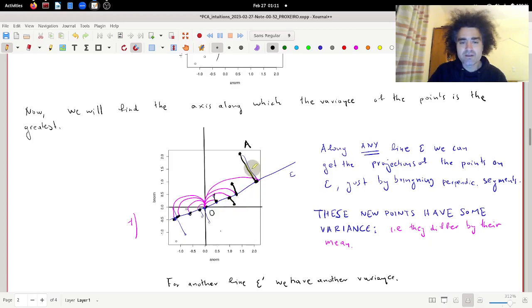And I observe that the initial points, so these points here, had some variance, which means that they have some differences between them. And also these points here have some variance which is different than the original one. So these points have some variance because they differ from their mean. So if the mean is here, for example, then all these purple lines denote how they differ from the mean value. So this is a measurement. These distances here are measurements of their variance.